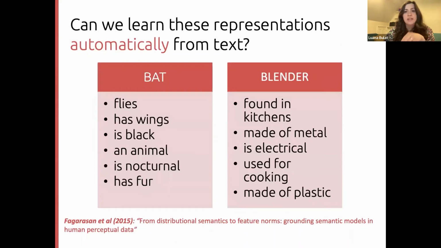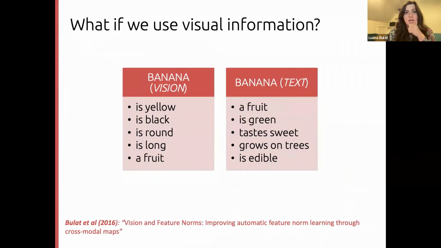One way in which we can evaluate our semantic representations is to look at how well they can capture the properties of words. If the semantic representations are good, they should be able to reliably predict properties of unseen words. Here you have some examples of properties of bat and blender from some of my earlier work on this topic, where we used text only in our semantic representations. But what happens if we use visual information as well?